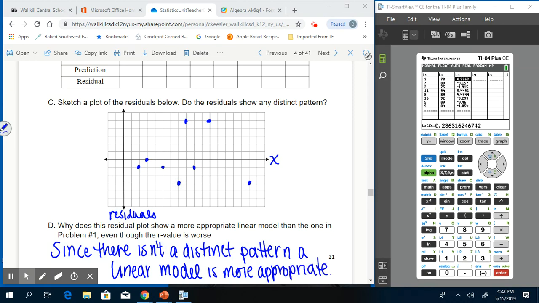Okay, so the gist of today's lesson is when you're creating a residual plot, if there's a pattern, a linear model is not appropriate. If there is not a pattern and the points are scattered above and below the x-axis, then a linear model is more appropriate. Okay, so you're going to go on with the rest of the questions on your own, and I'll be coming around to help you guys out as you're working.